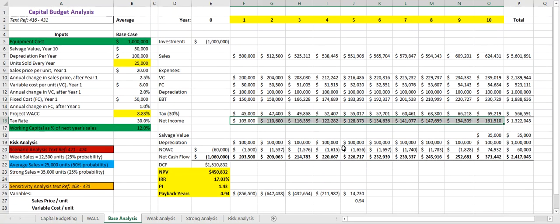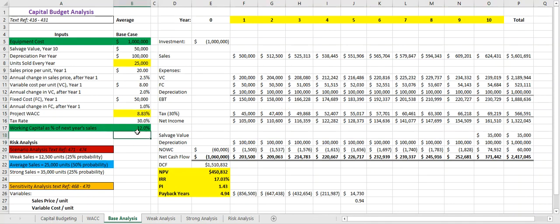From that, we adjust the net cash flows that I mentioned just before in my timeline. We add back in depreciation as a non-cash expenditure. We add in the salvage value or disposal value, less the tax on that gain. And then we take into account working capital.